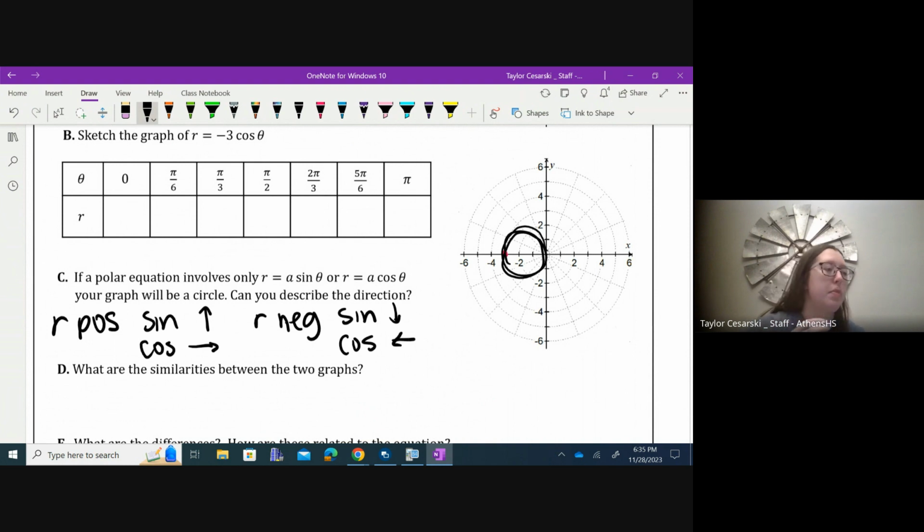All right, go ahead and flip the page, and we're going to talk about some other curves that you will see.